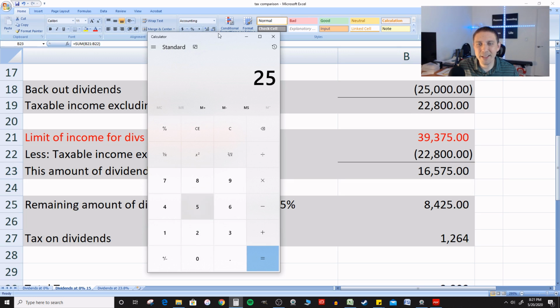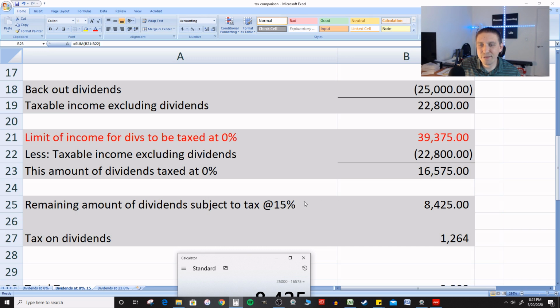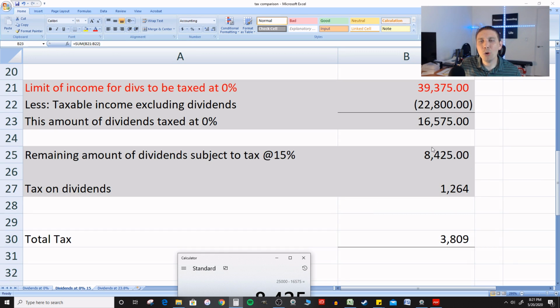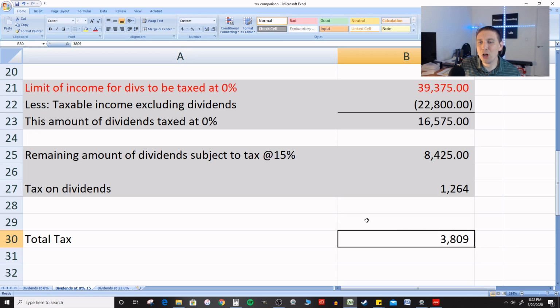The other remaining amount of dividends, obviously we had $25,000 total, and these are all qualified dividends, of course, otherwise we wouldn't be having this discussion, is $8,425, right? That's the amount left over. Well, that amount gets taxed at 15%. And so the total tax that you would pay in this example on those dividends is $1,264. And your total tax bill altogether would be $3,809. And that's with the taxes on your wages and the 15% on the portions of your dividends that are taxable.